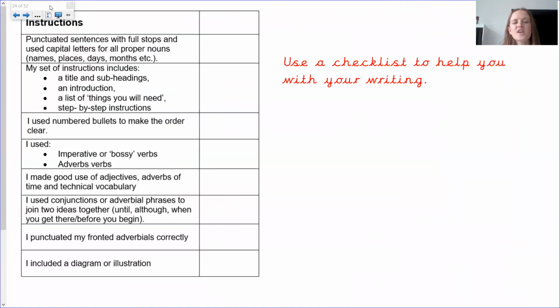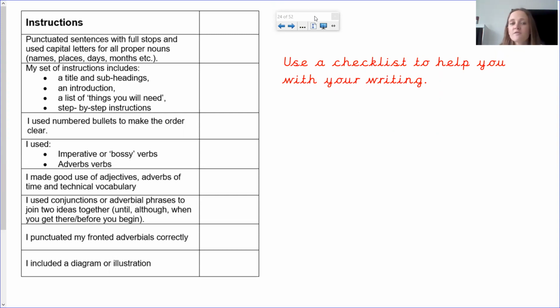Finally, here is a checklist that you could use to help you with your writing. And our checklist lists things like punctuated sentences with full stops, use capital letters for proper nouns. My set of instructions includes, does it have a title and subheadings? Does it have an introduction? Does it have a list of things you will need? Does it have step-by-step instructions? Have you used numbered bullets to make the order clear?